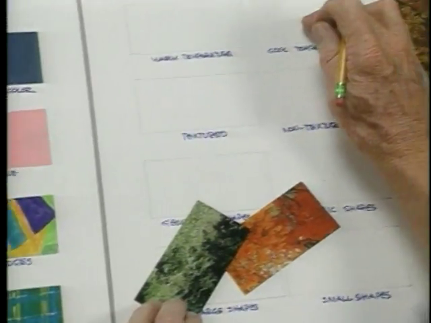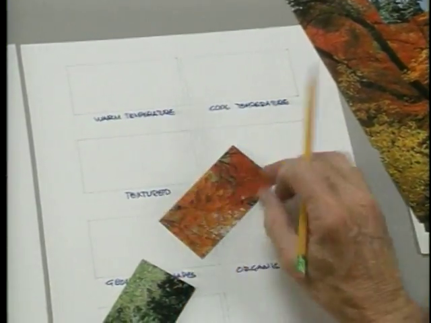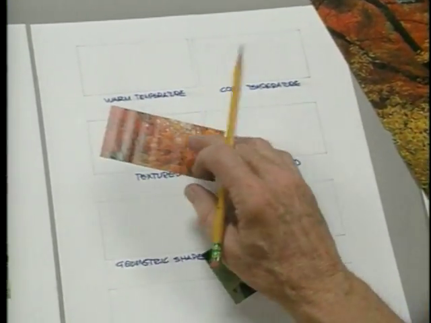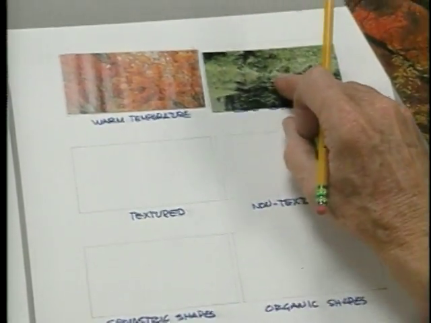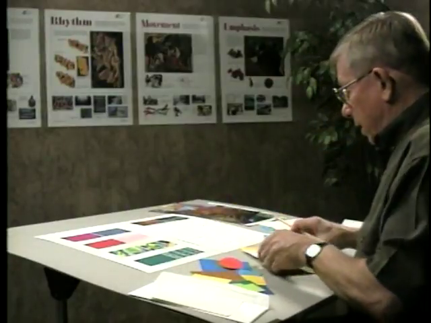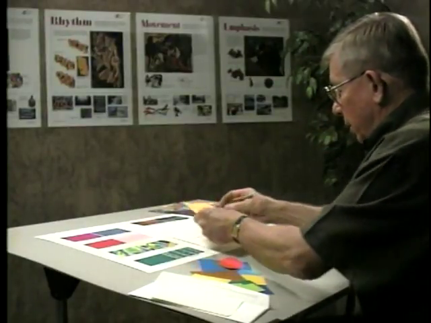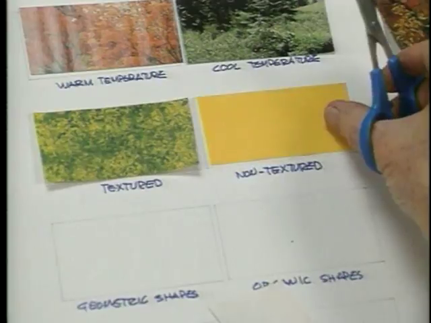For example, we have cool temperature and warm temperature contrast. I cut some pages out of a magazine that show warm temperatures and those that show cool temperatures. We can make check areas that are textured and non-textured. This is a textured and a non-textured area.